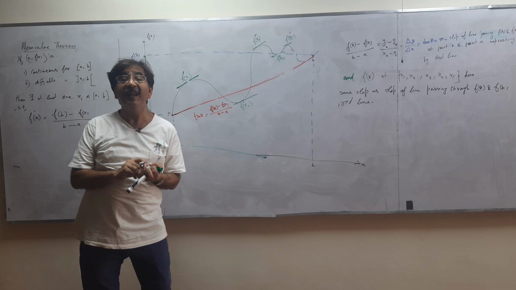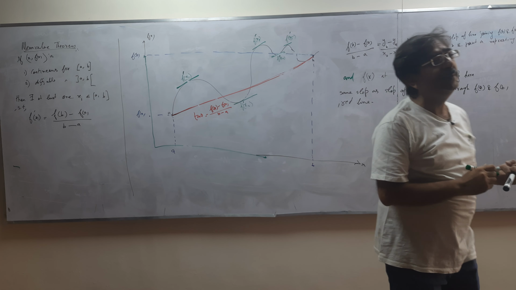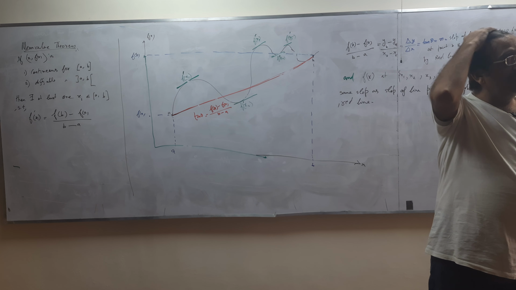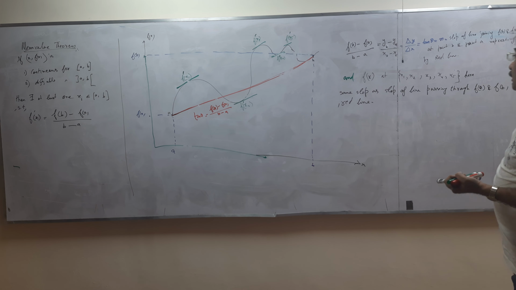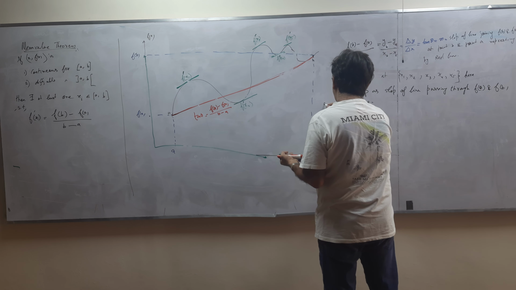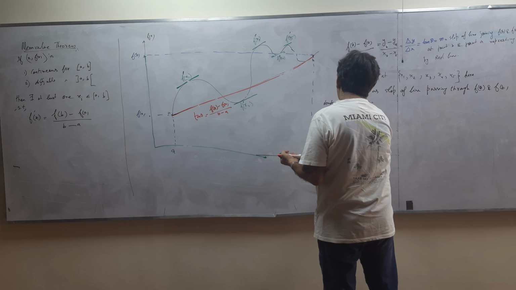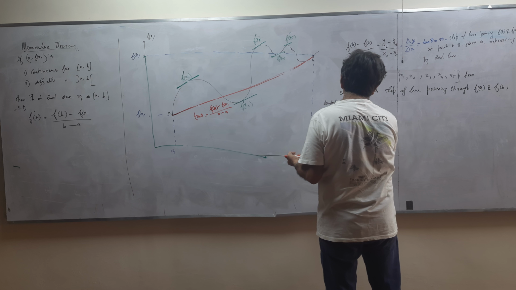The lines are not the same. We have not yet written the equation of the line. The equation of the line will be different, but they will have the same slope. Okay? So, the same slope as the slope of the line passing through FA and FB, denoted by the red line.